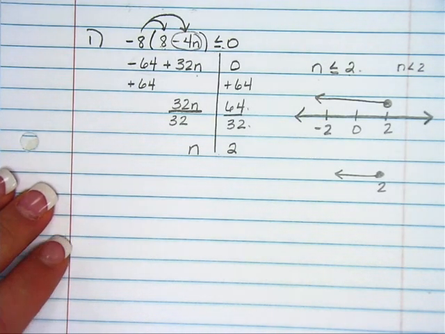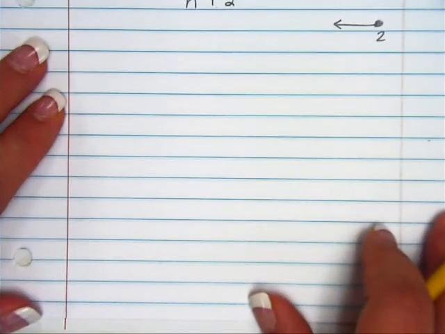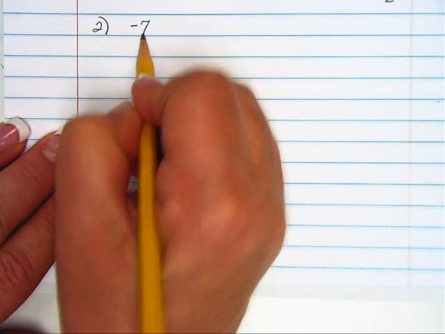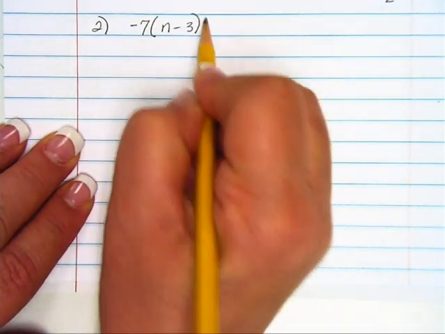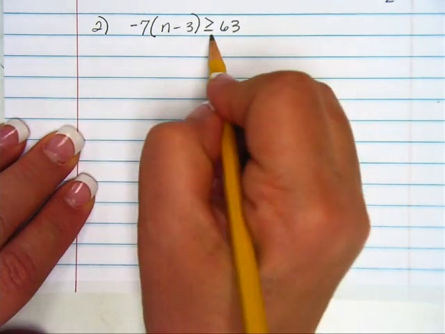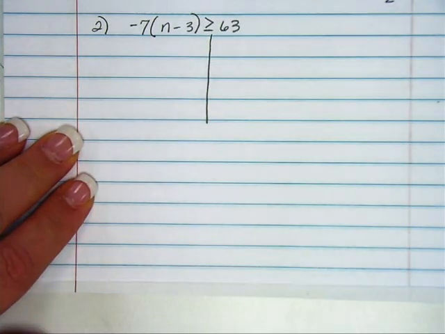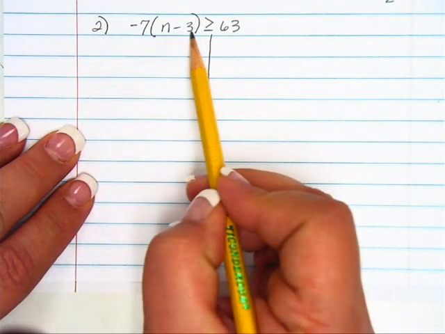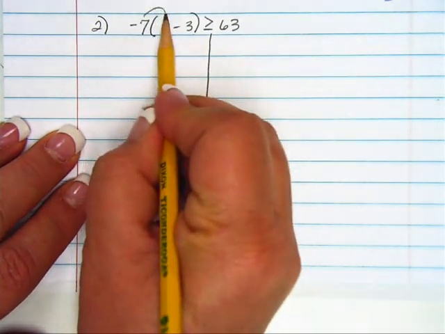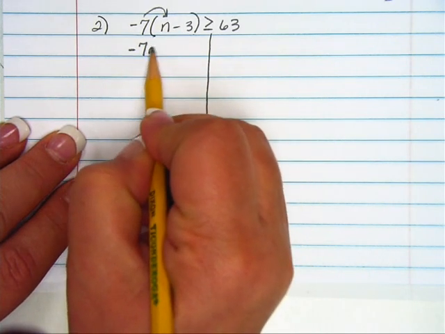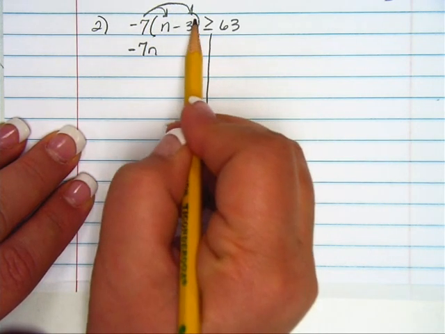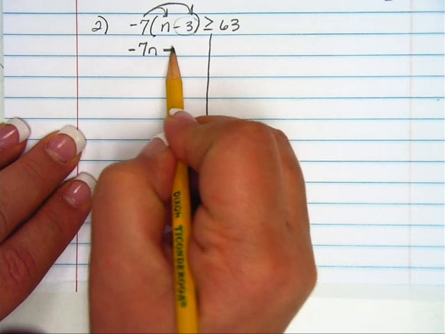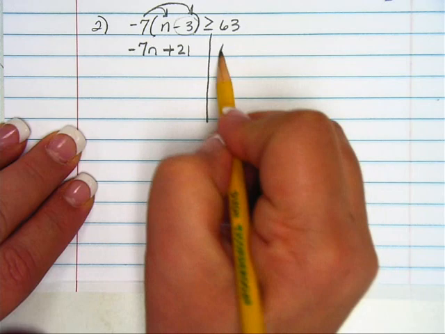Now let me show you one that does have something a little different that we have to be aware of. I'm just going to move my paper up and work a second problem right here. It starts out normally, like any other equation or inequality. I still have the job of clearing the parentheses on this side. So I've got negative 7 times n, which is negative 7n. Negative 7 times negative 3 is a positive 21. And on the right, I have 63.